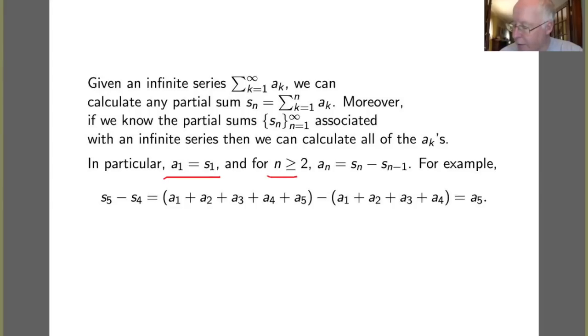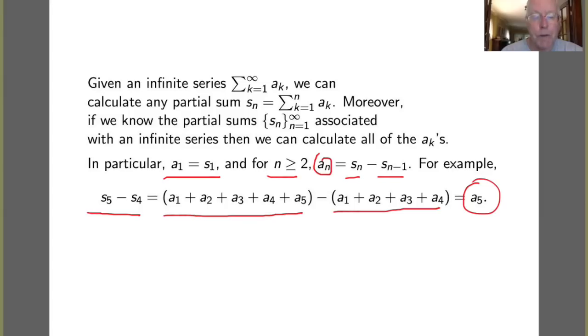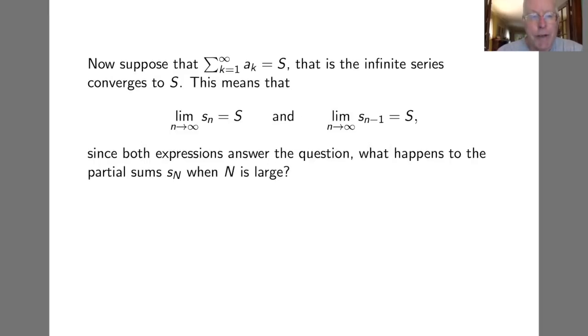And if you take S sub n minus 1 and add a sub n to it, you get S sub n. So a sub n is S sub n minus S sub n minus 1. And just to see how this works out in an example, let's take a look at S5 minus S4. S5 is the sum a1 through a5. S4 is the sum a1 through a4. And if we do that subtraction, we can see that only a5 is left. So again, given the partial sums S1, S2, S3, we then have knowledge of and can find the individual terms a1, a2, a3, etc.